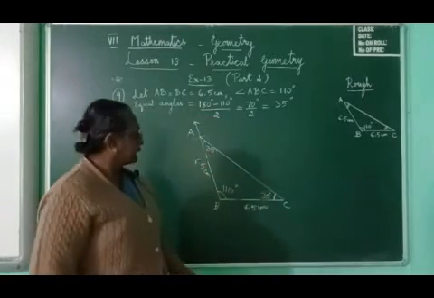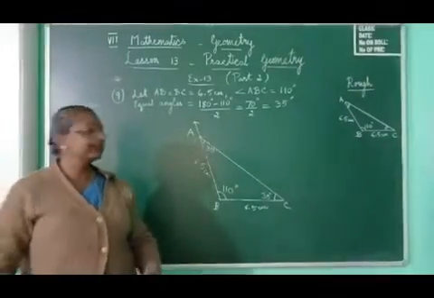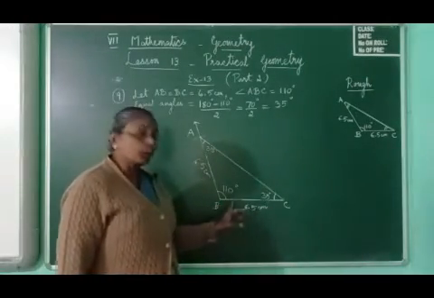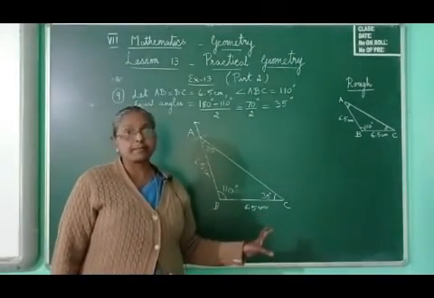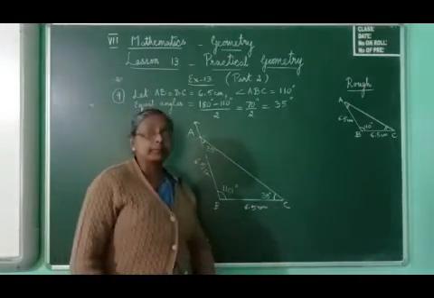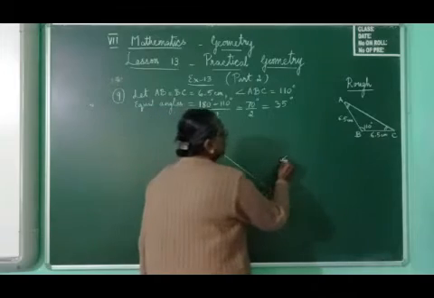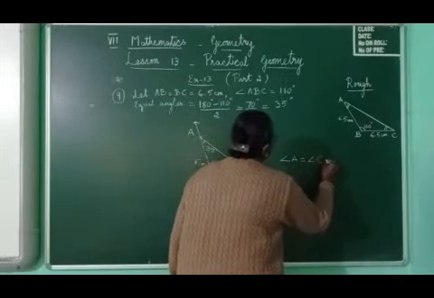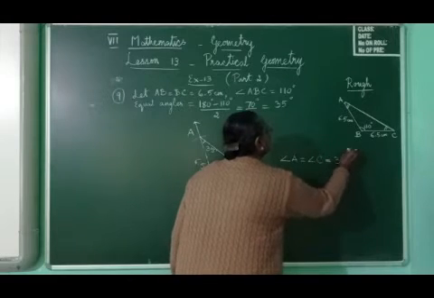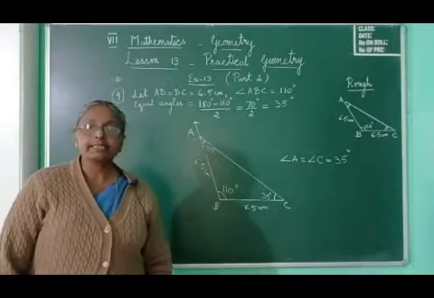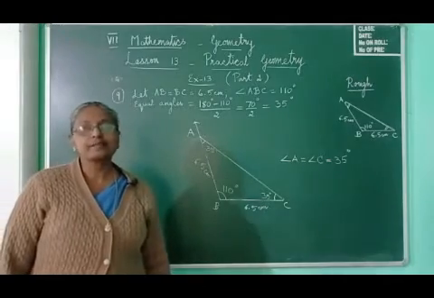If you have drawn exactly 6.5 centimeters and 110 degrees properly, and this line segment also is exactly 6.5 centimeters, then the measurements of angle A and angle C will be 35 degrees. So angle A is equal to angle C, which is equal to 35 degrees. This is what we are asked to find, and we have drawn triangle ABC, which is an isosceles triangle.